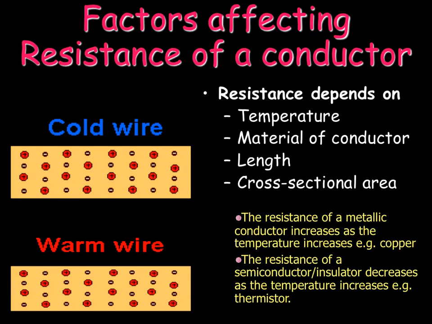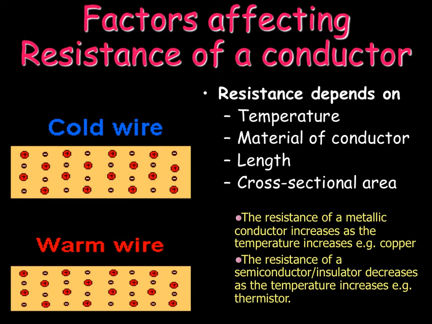But I suppose the most important thing about this is that the resistance depends on certain factors. How hot the wire is: resistance goes up with temperature. The material: the better the material, the closer the atoms, the lower the resistance. Gold is one of the best. The length: the longer it is, the more resistance. The cross-sectional area: the narrower it is, the greater the resistance. So you can decrease resistance by increasing the cross-sectional area.